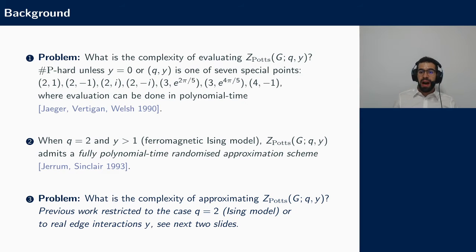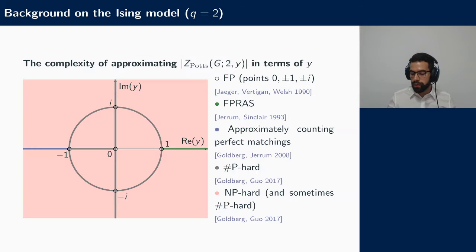So now the question is, what happens to other pairs of parameters? Some work has been done on that, and in the next two slides I'm going to go through that work. First, focusing on the case of the Ising model, the case q equals 2. Here we have 5 easy points: 0, 1, -1, i, and -i. We have the FPRAS of Jerrum and Sinclair that we mentioned before. When the edge interaction is smaller than -1, the problem is equivalent to approximately counting perfect matchings. Everywhere else, Goldberg and Jerrum prove that the problem is NP-hard and sometimes #P-hard.